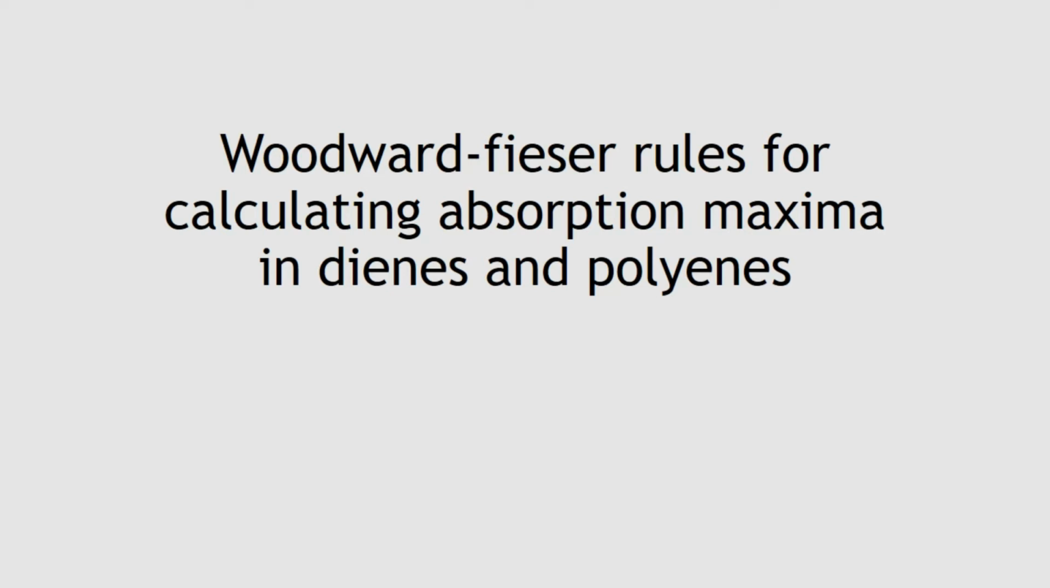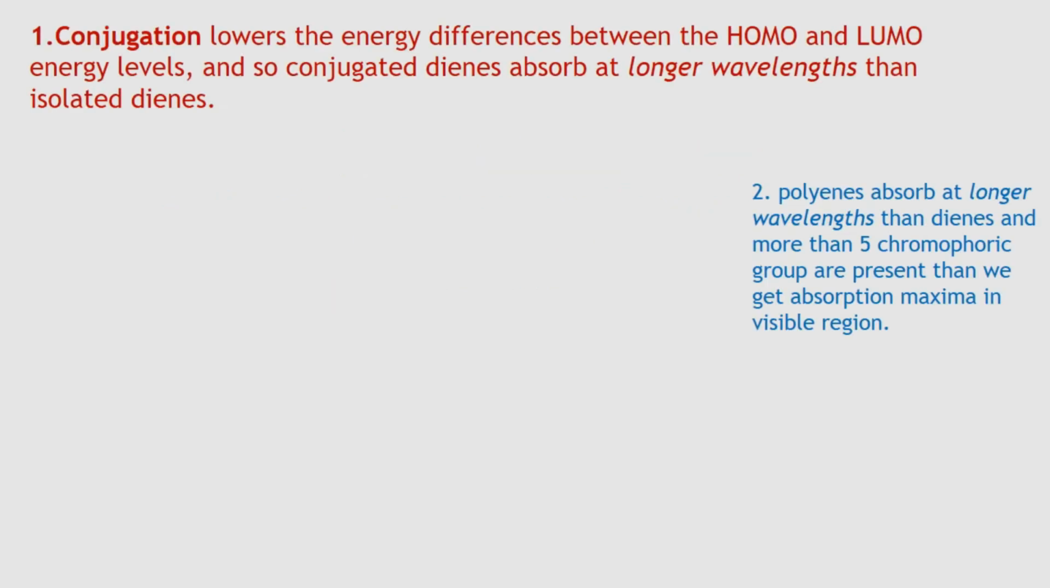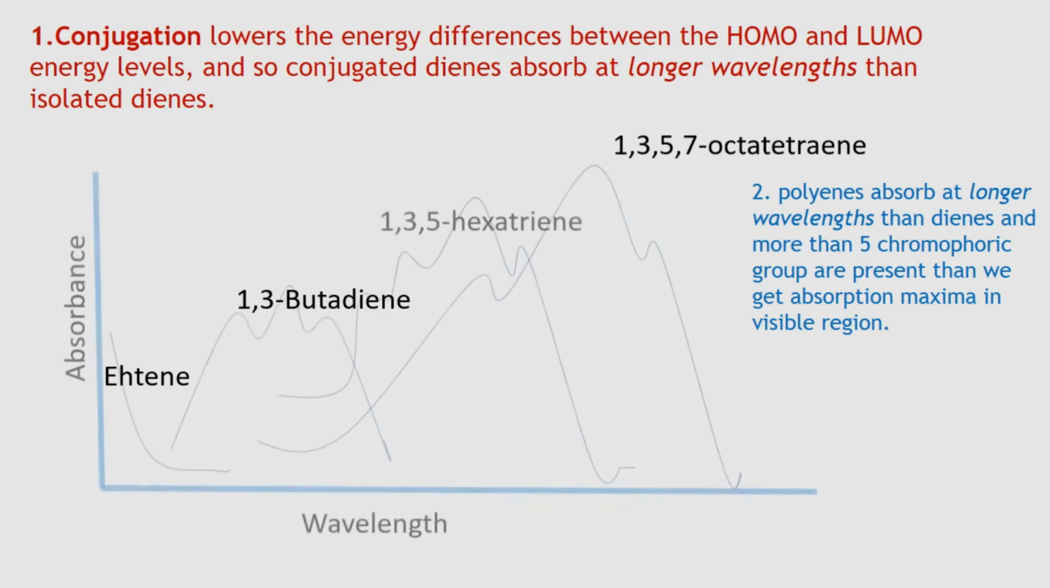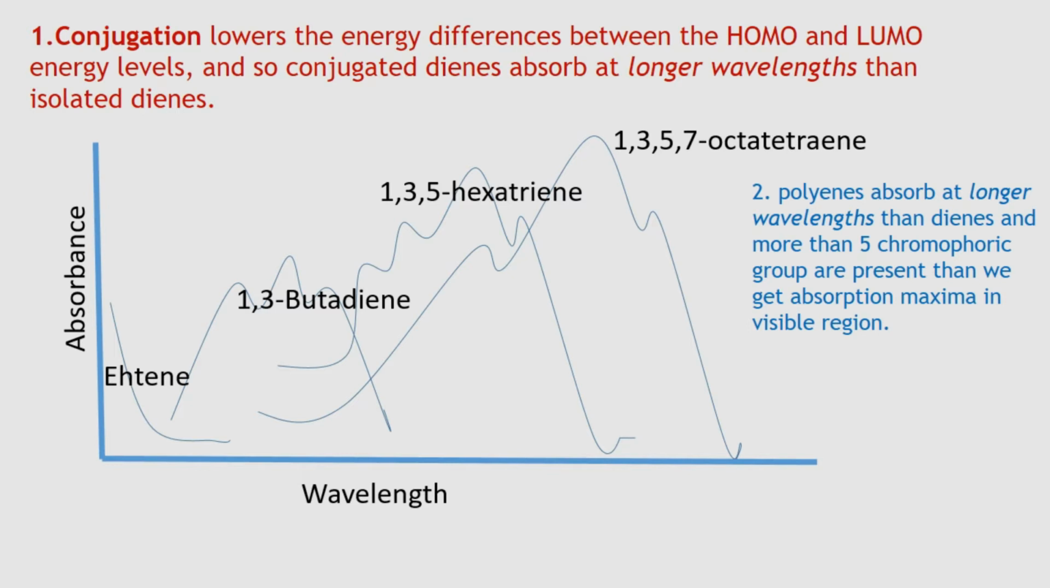So according to that theory, the basic thing we learn is that conjugation lowers the energy difference between the HOMO and LUMO, and that's why the wavelength shifts towards the longer wavelength. The longer the conjugated system, the greater the wavelength of absorption maxima, and you can easily find that in the following graph, in which we have ethene, butadiene, hexatriene and octatetraene. Once you increase the conjugation, you can see that the wavelength shifts, and the intensity of absorption also increases with the increasing length of the chromophore.